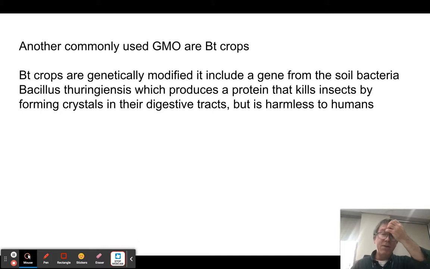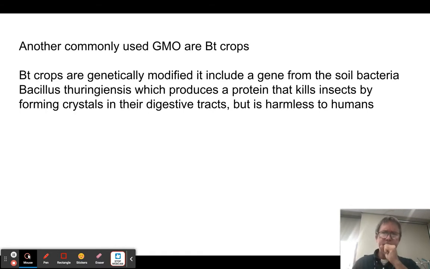Now, before we talk about resistance, which I do want to talk about, I want to talk about another really important GMO, and that is what are called BT crops. Okay, so whereas Roundup Ready was about herbicides, BT is about pesticides and reducing the need for pesticides.